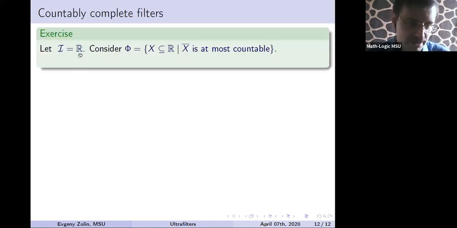For example, the set of real numbers, but of course, any uncountable set is enough here. So consider all subsets of real numbers such that their complement is at most countable. So it is either finite or countable. It is a Fréchet filter from our first examples. So X complement is less than omega 1. Omega 1 is the first uncountable ordinal. So like in the first slides, this is a filter. This is a non-principal filter.